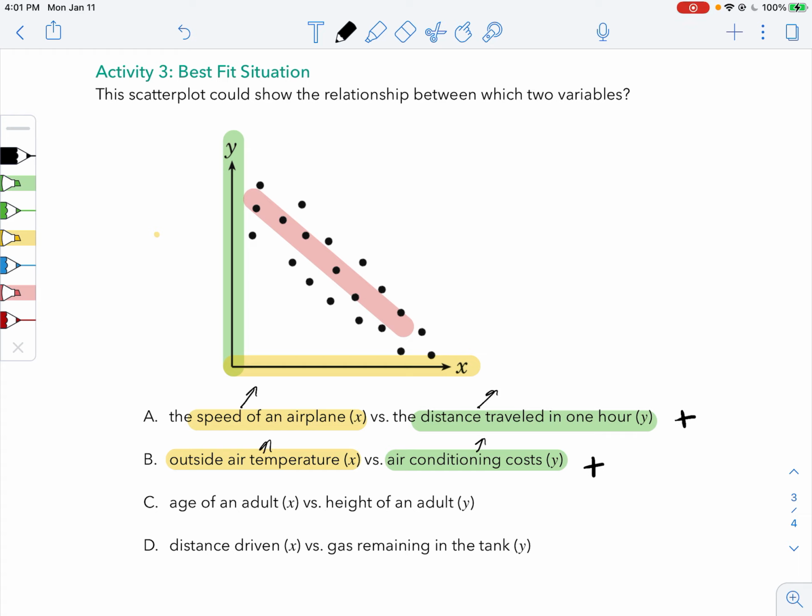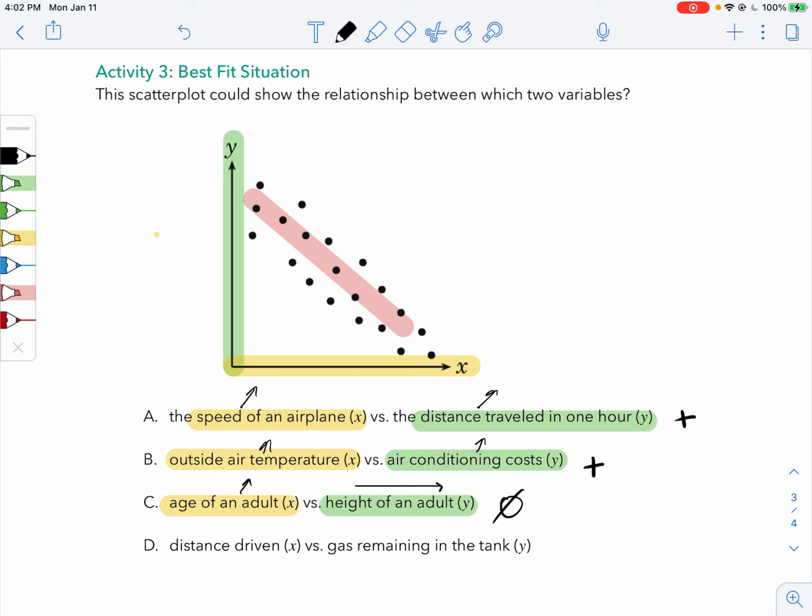Okay, what about the age of an adult and the height of an adult? Well, as your age increases, your height increases when you're a child. But after you get to like 20, you don't really grow a lot. That just kind of stays the same. So that's no correlation. No, thank you.